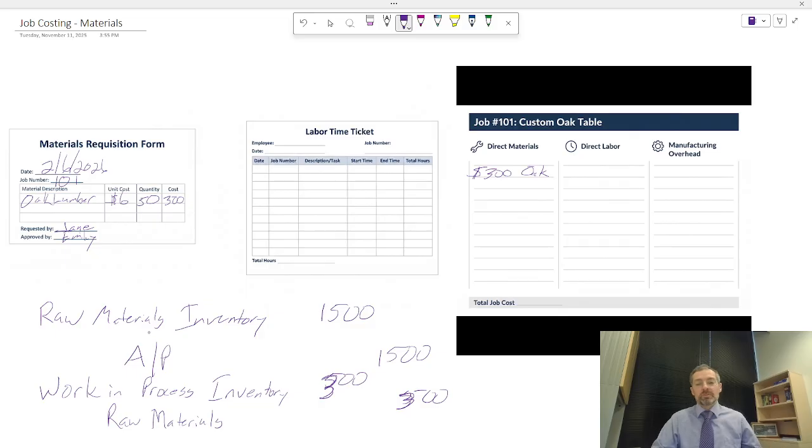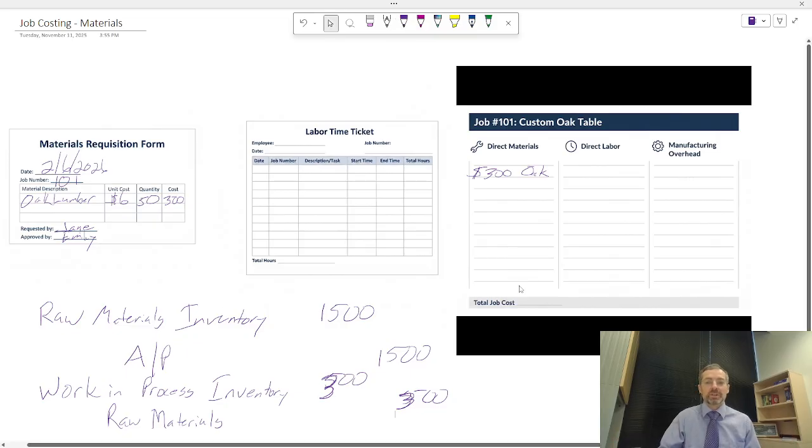So when Jane requisitions glue, she still fills out a materials requisition form, but instead of putting a job number, she might just write factory use or general supplies or something. So we're just marking that as moving from the raw materials out onto the work floor. It might be used for multiple projects, so not just this one table. It might be used for the table and some chairs that she's making and whatever else that Jane is putting together.